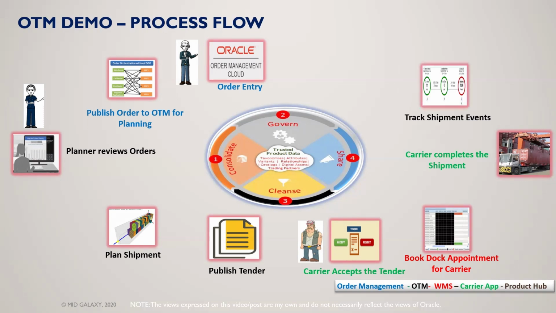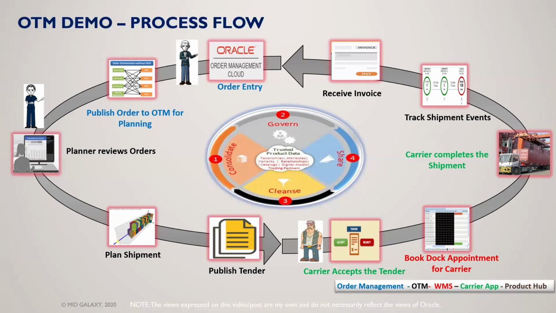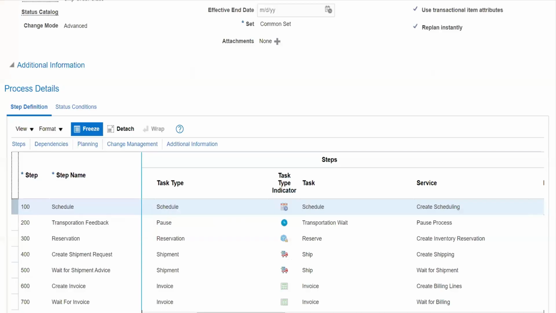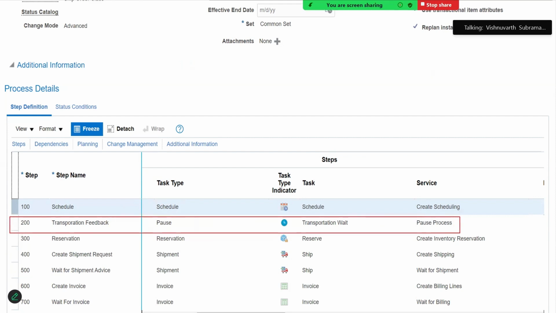And throughout the way, they provide the tracking of the shipment events from OTM all the way to order management using track and trace. Once the shipment is completed, the status is sent to the end customer that it has been delivered. Then the carrier will send the invoice to the shipper. The shipper will send the invoice to the customer as well. When the invoice is paid, the order is closed in order management. Okay. So these are the orchestration steps which I showed in detail in the demo.